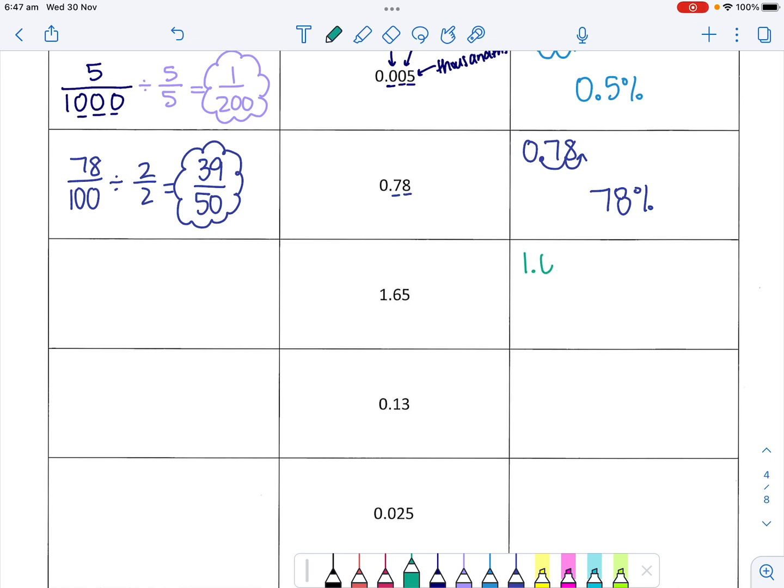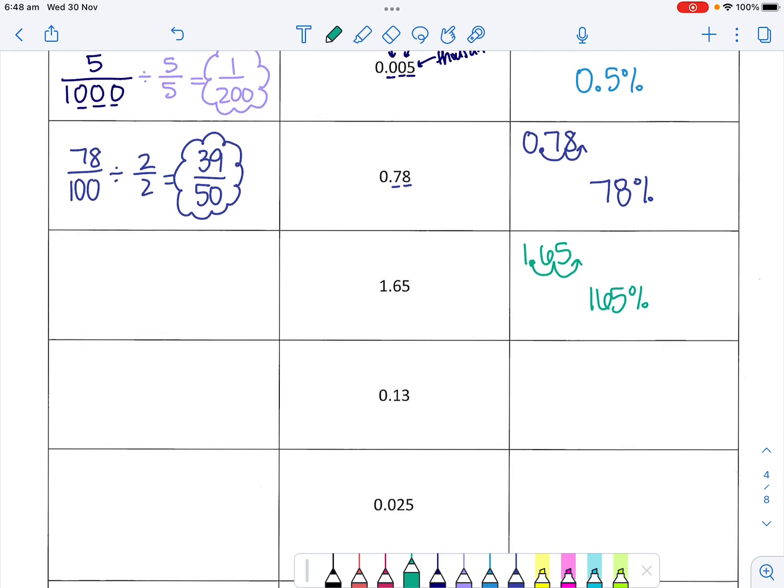For 1.65, here's my decimal. I'm going to jump to the right 2 places, 1, 2, so 165%. Now for the numbers with a value bigger than 1 in front, or 1 or bigger in front, we're going to have a mixed number for our fraction answer. So my answer is going to start with the 1 in front, and then I'm going to count the decimal places, 1, 2. That's going to be 65 over 100. And then I can simplify this 65 over 100 by dividing by 5. I just can't forget to bring this with me. So my final answer is going to be 1 and then 13 over 20.